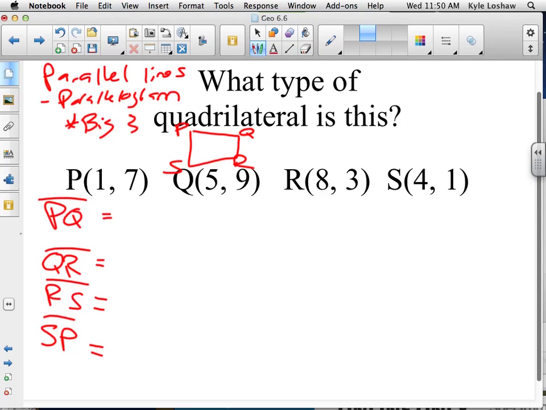I want you to pause this for me. I'm going to trust you to pause it and find the slope. You should have gotten the slope to be 1/2. 9 minus 7 is 2. 5 minus 1 is 4. 2 divided by 4 is 1/2. Slope of QR: y2 minus y1, so we've got -6 over 3 minus 9 is -6 over 3. So the slope would be -2.